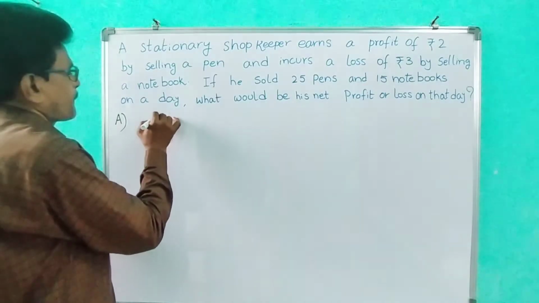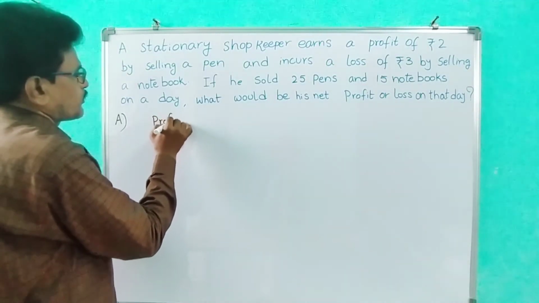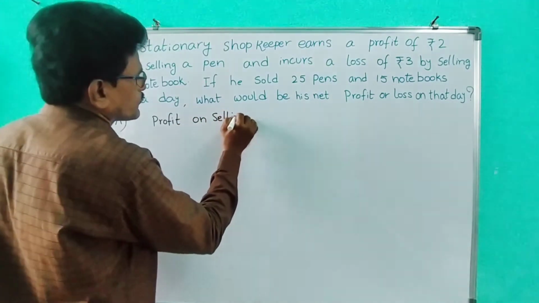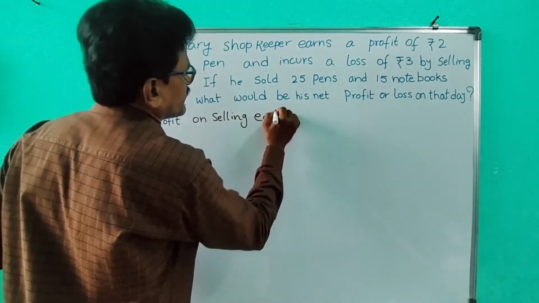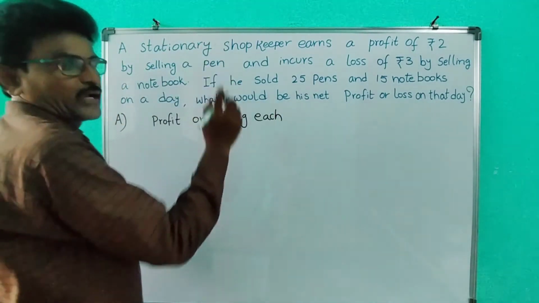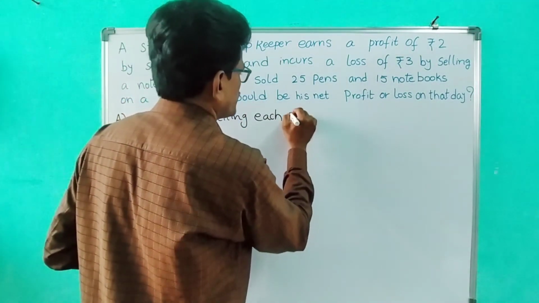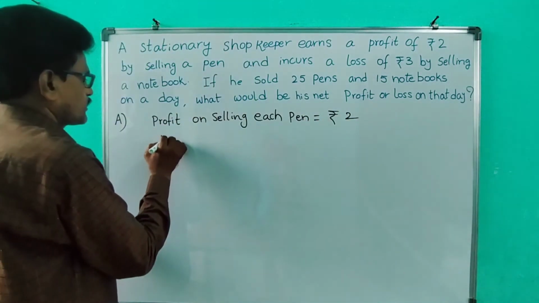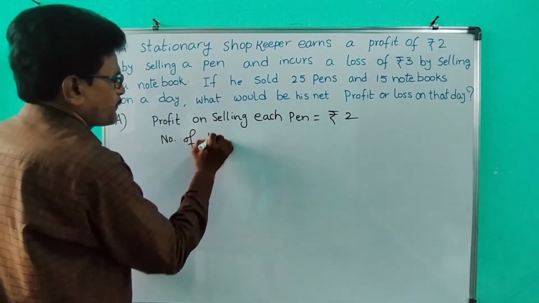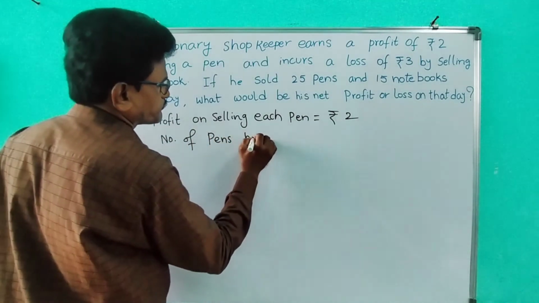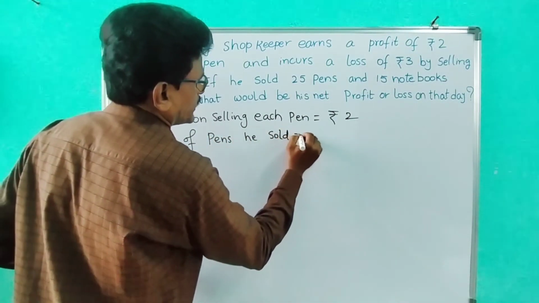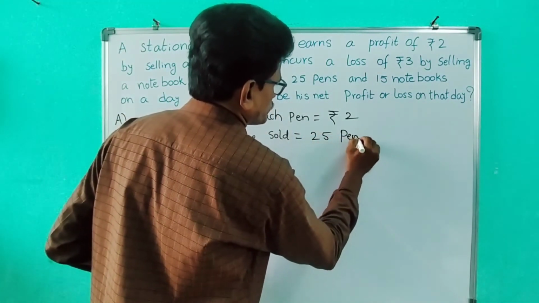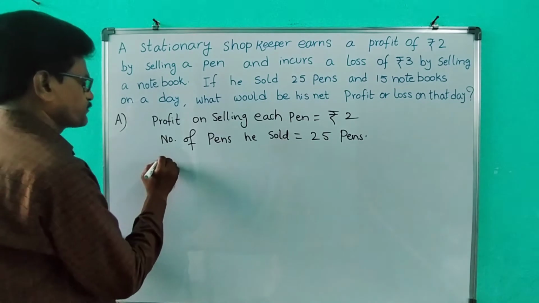So, profit on selling each pen. How much is he getting? 2 rupees. Okay? Number of pens sold on that particular day, how many pens? 25 pens. Okay?